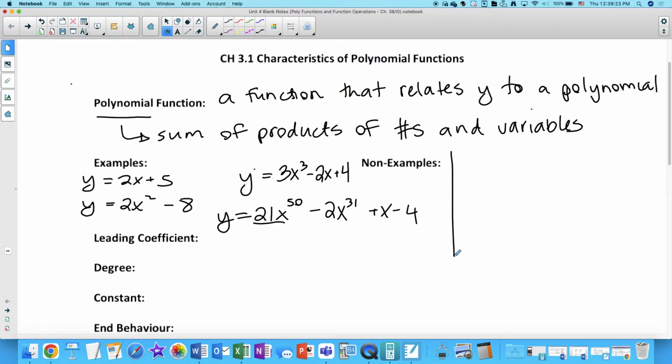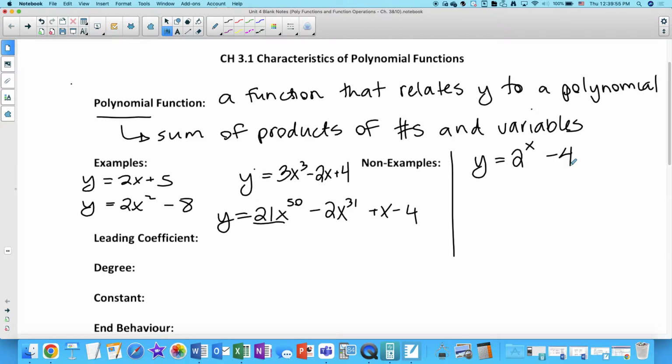Non-examples. The key, I suppose, is that the position of the variable is in the base of the power. And then there may be a coefficient, a number attached to it. What would some non-examples be? y is equal to 2 to the x minus 4. Yes. The variable here is in a different position. It's in the position of the exponent, so this would be an exponential function.